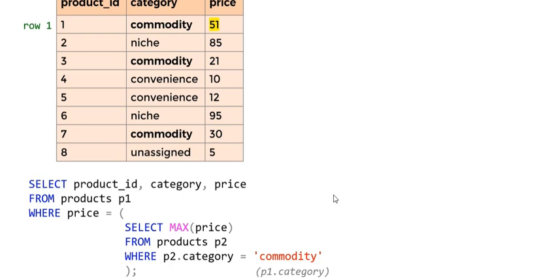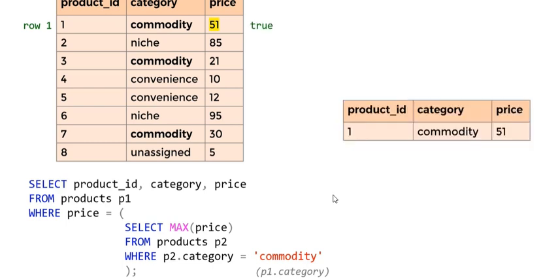So the where clause of the outer query is: where the price equals the maximum price for the commodity category, right? So row 1 will be included in the query result. Now we move on to the next row.